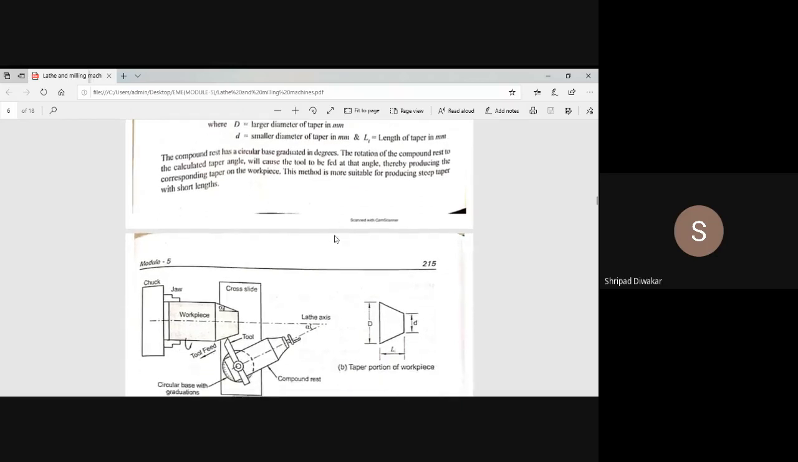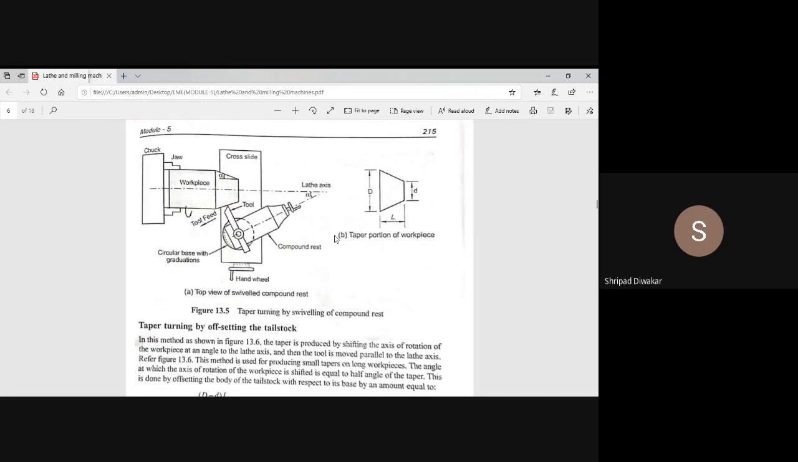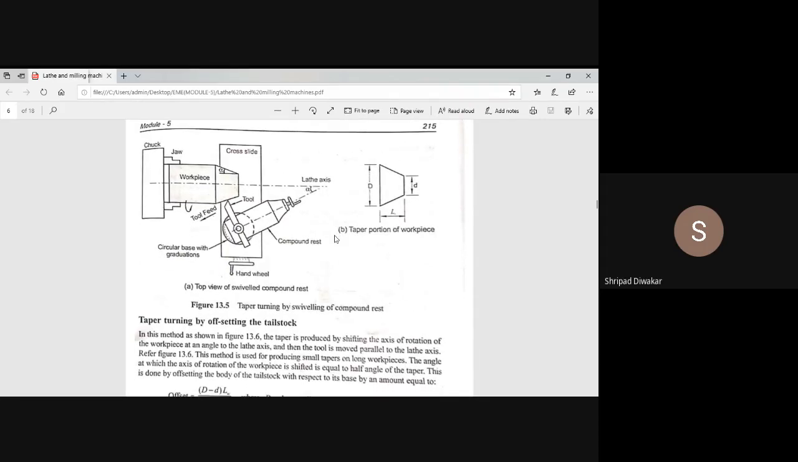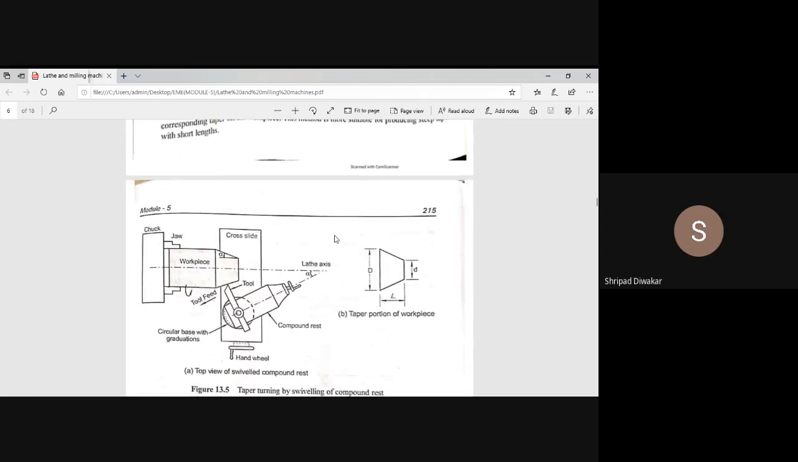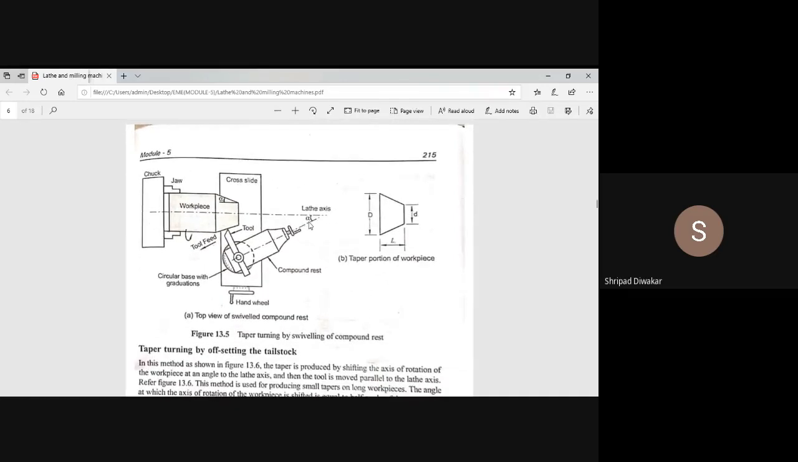Then after that, I'll tell how it works. We are going to hold the tool in the tool post, and we are going to do the calculation, that is the half taper angle. You can see the alpha. Alpha is called the half taper angle. This is the workpiece, and these are the jaws. We can hold the workpiece in the jaws inside the chuck, and we have a part called the cross slide. And this is the swiveled compound rest.